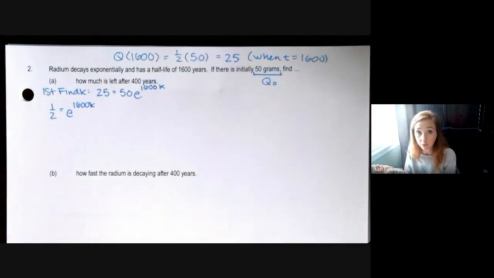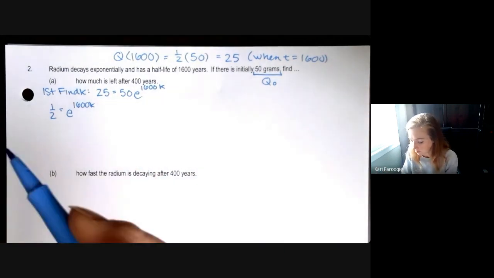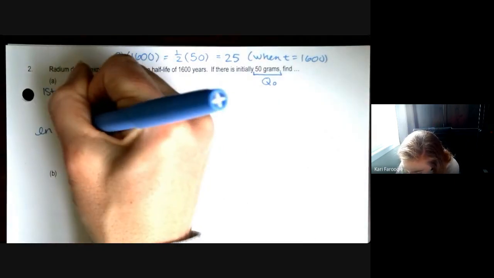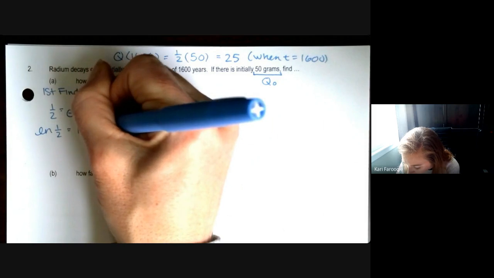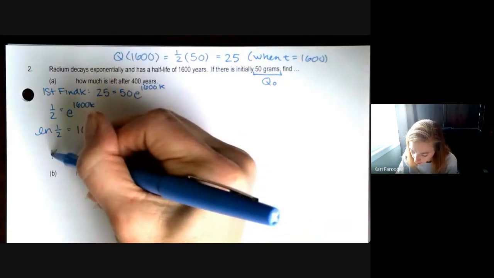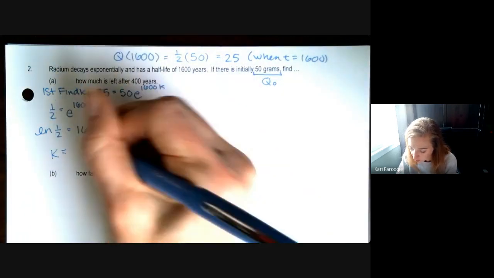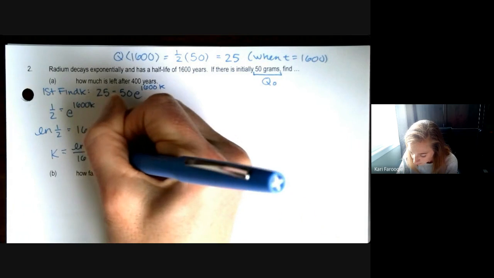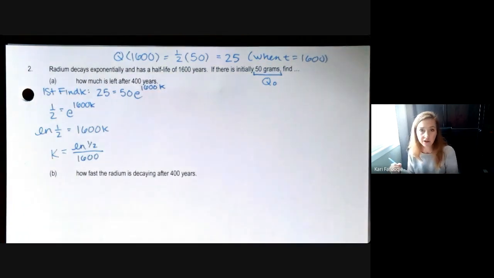And then again, when we're trying to get k out of the exponent to solve for k, all we need to do is take the natural log on both sides. So the natural log of 1/2 is equal to 1600k. And then divide both sides by 1600. And that's the value of k.